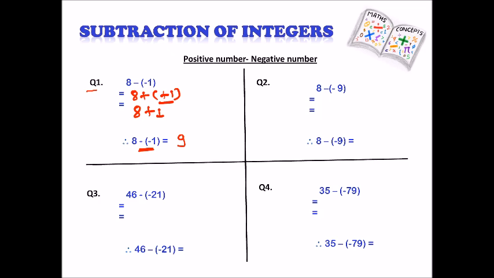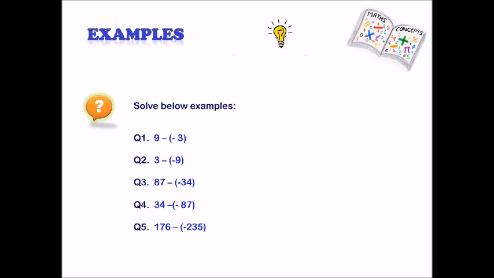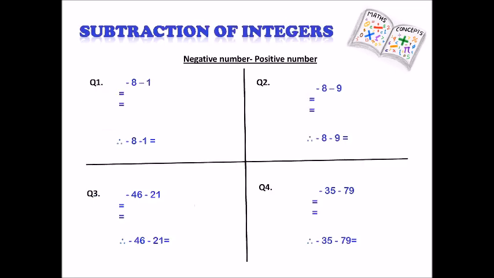Minus minus becomes plus. 8 minus minus 9 becomes 8 plus 9, and addition is 17. Okay, 46 minus minus 21 becomes 46 plus 21, and answer is 67. Okay, 35 minus minus 79 becomes 35 plus 79, and addition is 114. So answer is 114. Okay, this is very simple case. Here are few examples for you to solve. Answers are at the end of the video.